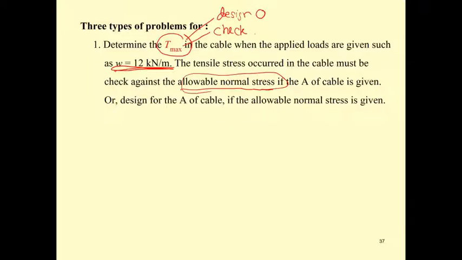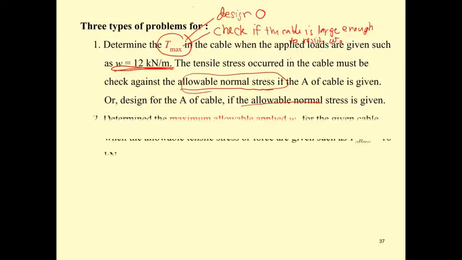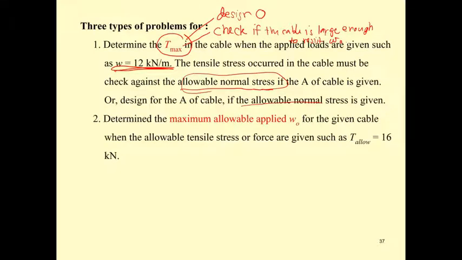Okay, check the cable, check if the cable is large enough to resist the applied force.